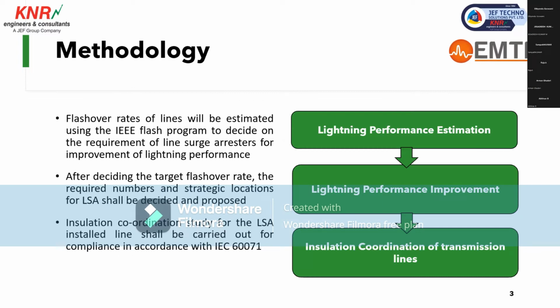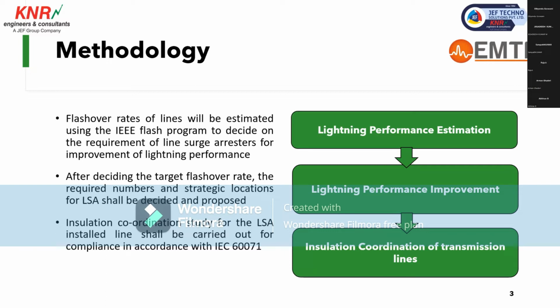Okay, let's move on to the methodology. The flashover rate of the line will be estimated using IEEE Flash program. The methodology consists of 3 steps. Step 1 is to assess the performance of the line. That is, what is the present scenario of the line? This is done using IEEE Flash program, which gives an estimate of the line flashover rate.